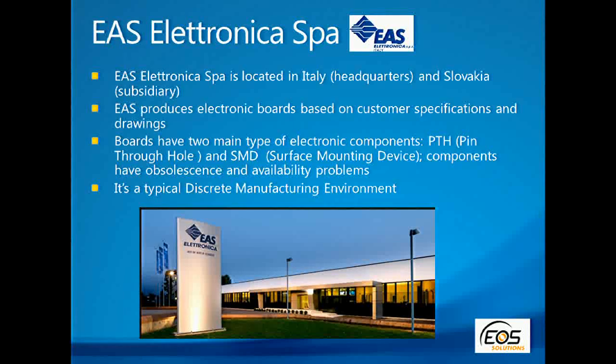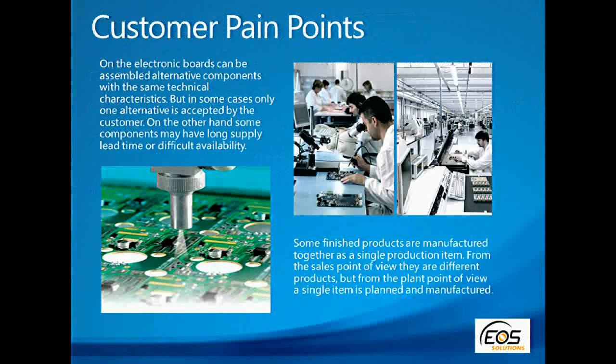This kind of board uses a lot of components that are very critical because of logistic issues, pricing issues, and obsolescence. We have used in this industry a lot of features from process manufacturing, for instance the vendor-approved list and lot management through expiration date. But the main issues we have addressed in this environment are alternative items and co-product management.